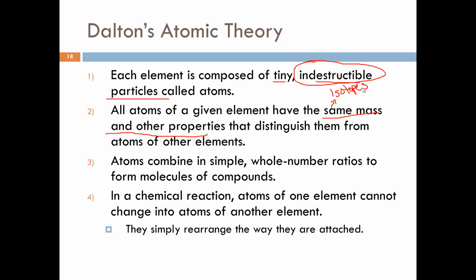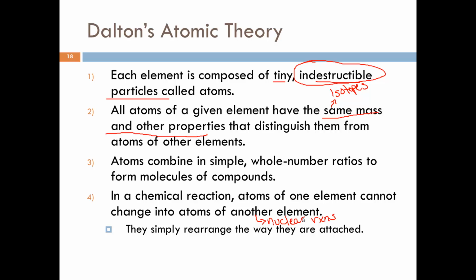Atoms combine in simple whole number ratios to form molecules of compounds. That's pretty much true. They do come together to create compounds. In a chemical reaction, atoms of one element cannot change into atoms of another element. However, we do know this can happen a little bit if it's a nuclear reaction. But what he was really getting at is the fact that the atoms will rearrange and combine with other atoms to create new compounds.